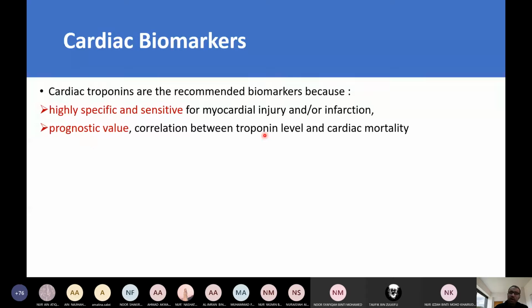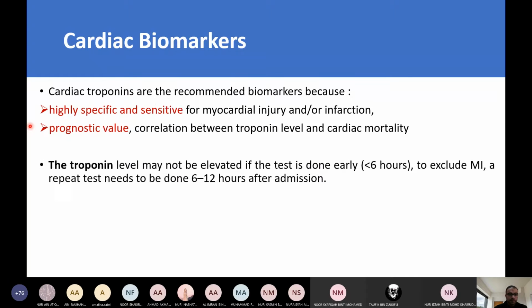Prognostic value means that the level itself can be correlated with the cardiac mortality. The higher the level, the higher the cardiac mortality. This one is very important. The troponin level may not be elevated if the test is done early.